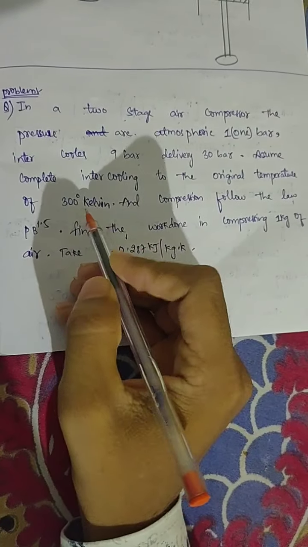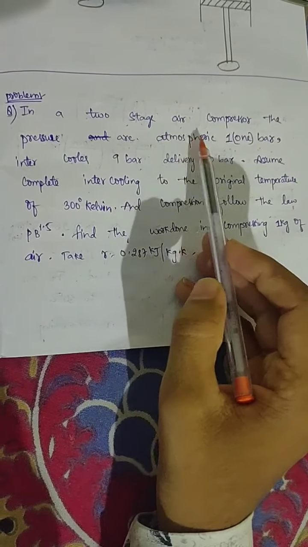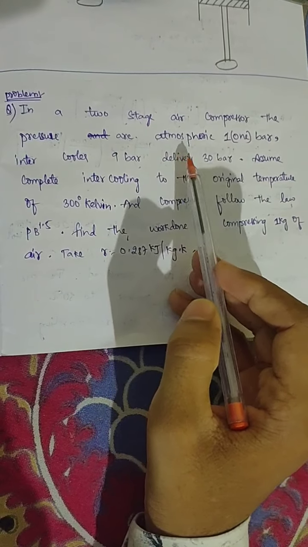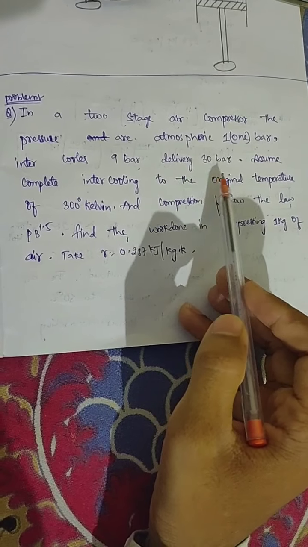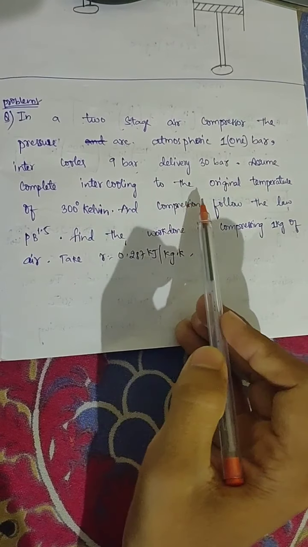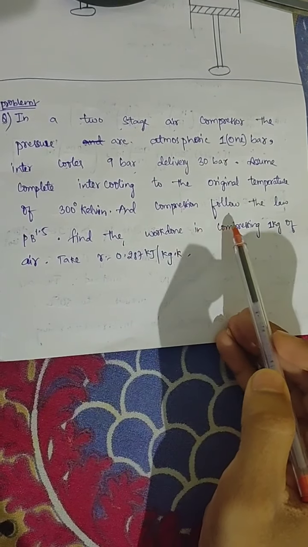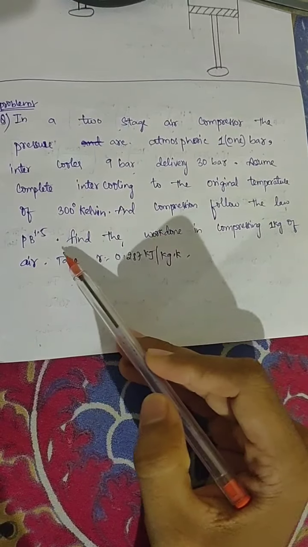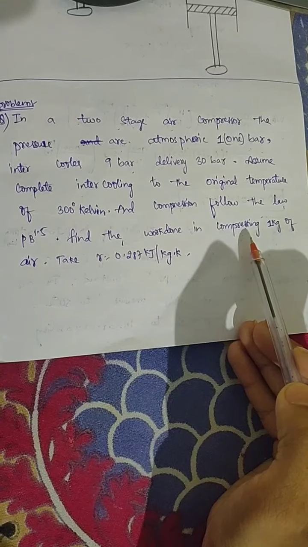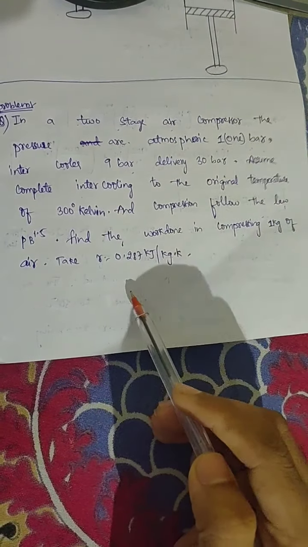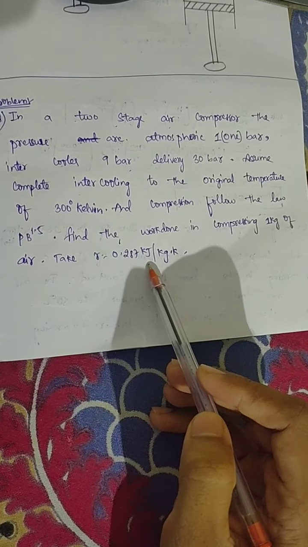And this is a problem on a two-stage air compressor. Question: in a two-stage air compressor, the pressures are atmospheric 1 bar, intercooler 9 bar, delivery 30 bar. Assume complete intercooling to the original temperature of 300 Kelvin and compression follows the law PV^1.5 = constant. Find the work done in compressing 1 kg of air. Take R equal to 0.287 kJ/kg K.